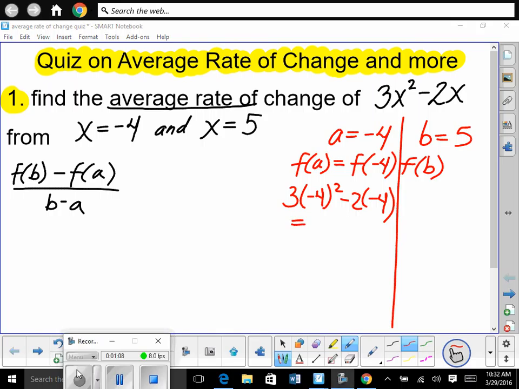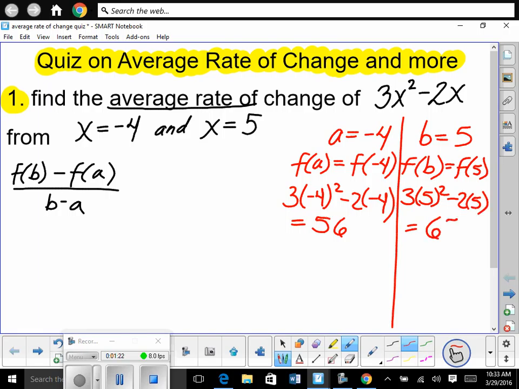Type it in. We get 56, good, and then let's do f of b, which really means our function at 5. So that would be 3 times 5 squared minus 2 times 5. When you calculate that in your calculator, you should get 65.